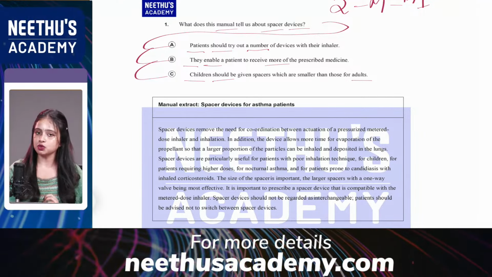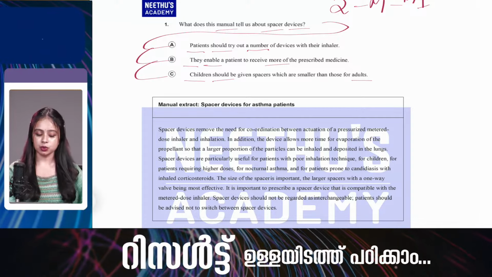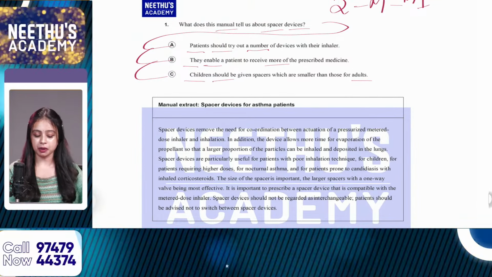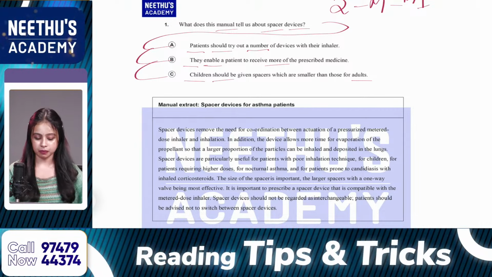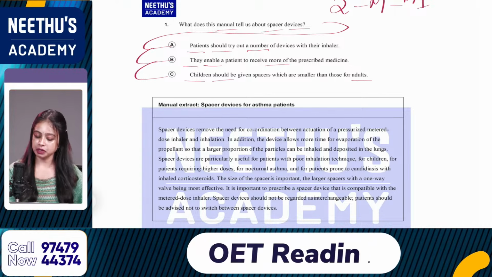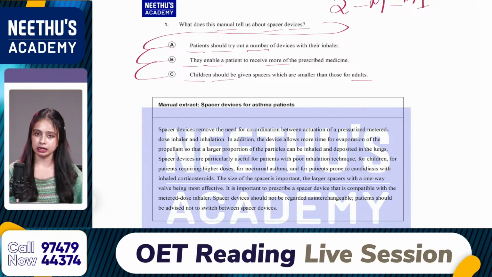So now it's time to read the paragraph. Okay, so what is a paragraph? Yes, manual extract, spacer devices for asthma patients. Spacer devices remove the need for coordination between actuation of pressurized metered dose inhaler and inhalation.